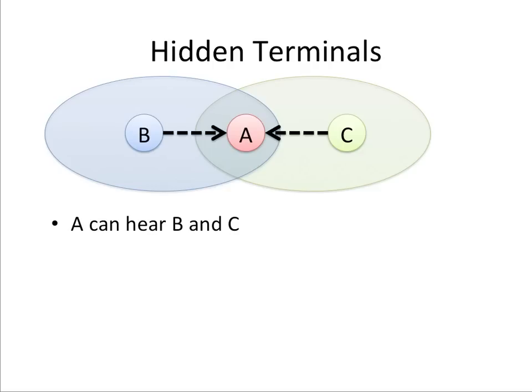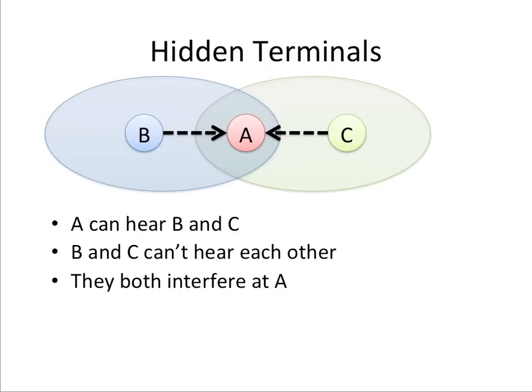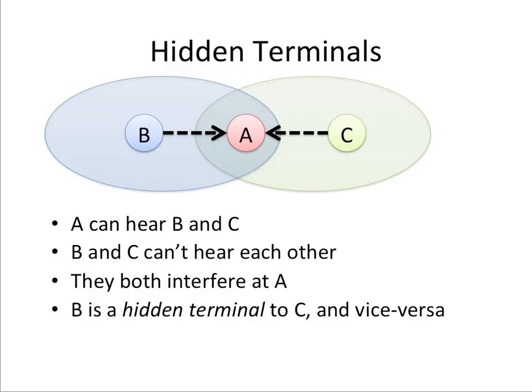But can B hear from C? No. How about C? Can C hear from A? Probably. How about can C hear from B? No. But here's the problem. They can both interfere at A. So B cannot hear from C, C cannot hear from B, but they can both interfere at A. So there's a terminology to describe this scenario. We call B a hidden terminal to C. Basically, from B's perspective, C does not exist. And from C's perspective, B does not exist. Right? Because they can't hear from each other.